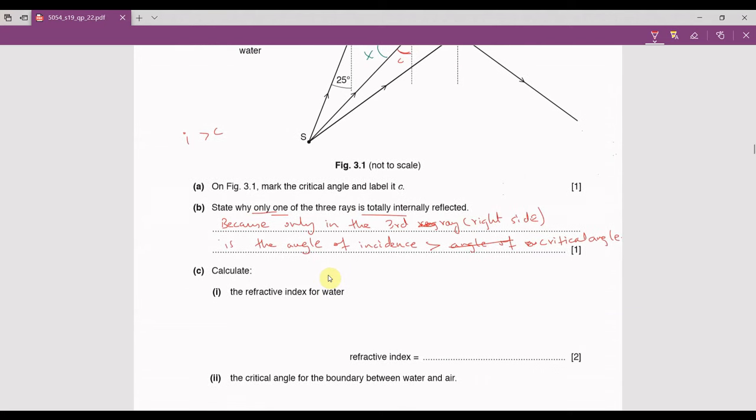Now this one is a little tricky. It looks simple, but you can easily make a mistake. You might have seen this formula in your books or in your notes.